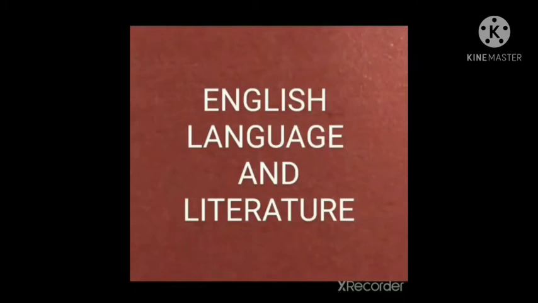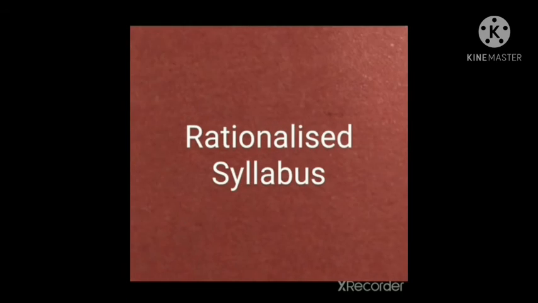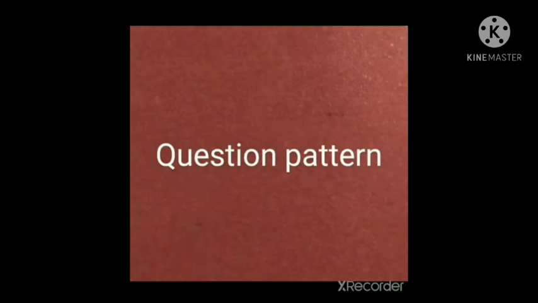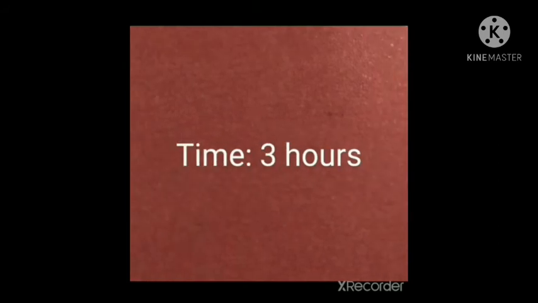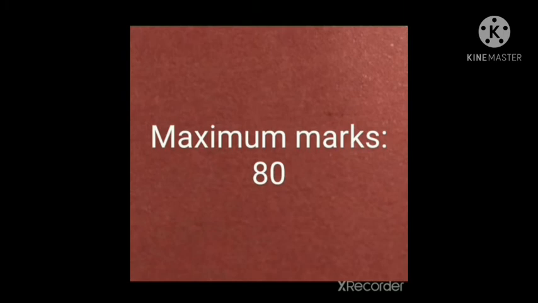Hi children, now let's see the question pattern of grade 9 English language and literature. Now you have to do the rationalized syllabus. Okay, so the question pattern is: first let us see about the time duration. 3 hours, that is the time duration of the exam, and maximum marks 80.